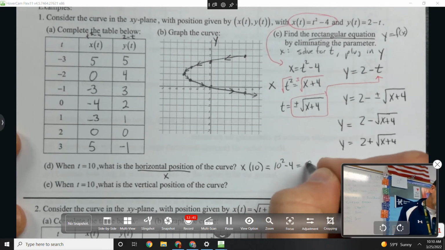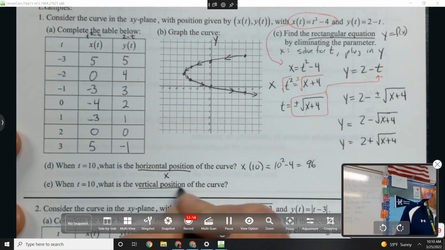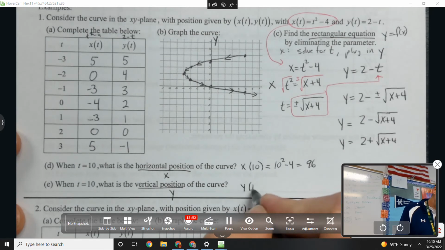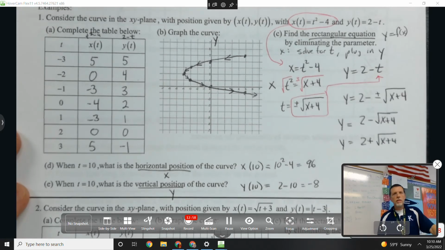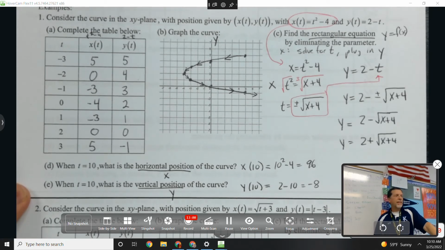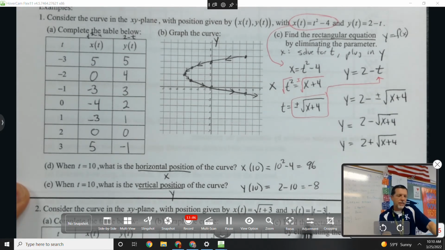10 squared minus 4 is 96. So it's not hard. It's just making sure you recognize what's going on, horizontal versus vertical. So the vertical position is -8, and that's it. You could graph that, except that you'd have to have a really big graph to get out to 96, -8.